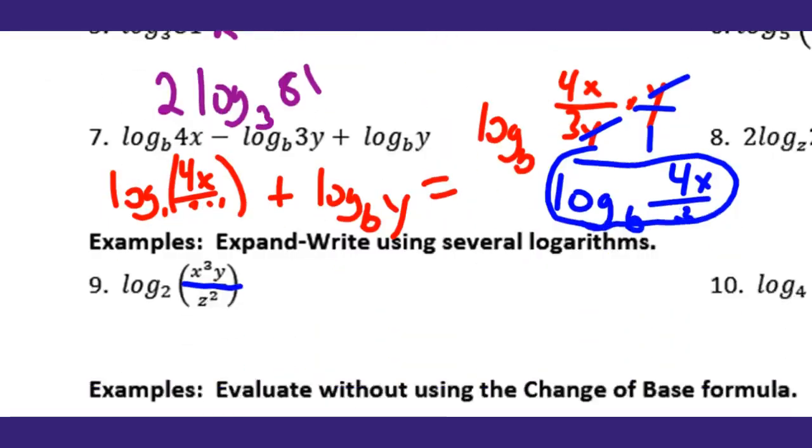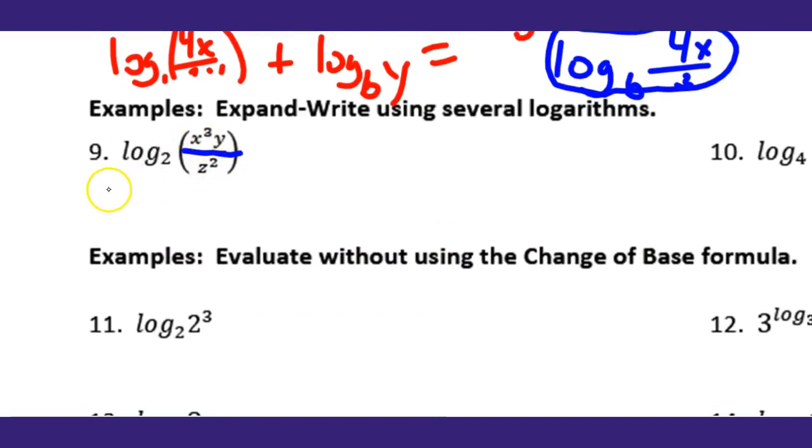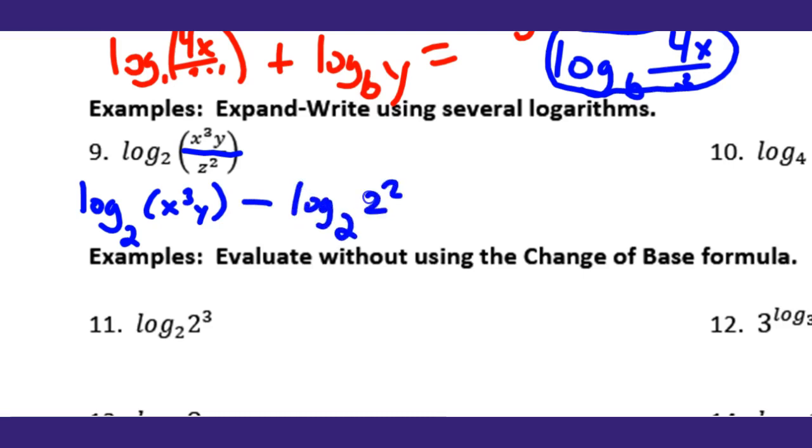So, we go back to number 9. So we end up with, and remember, keep the same base the entire time, log base 2 of x cubed y minus log base 2 of z squared. Man, my z looks like a 2. That's a terrible z, y'all. So I'm going to redo that. All right, minus log base 2 of z squared. There we go. It looks a little better.